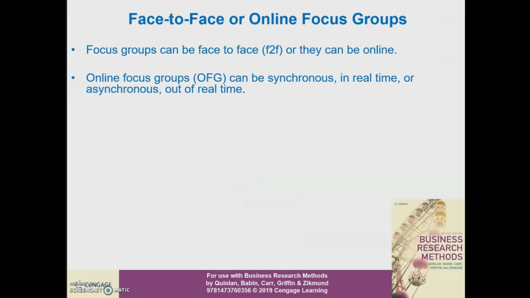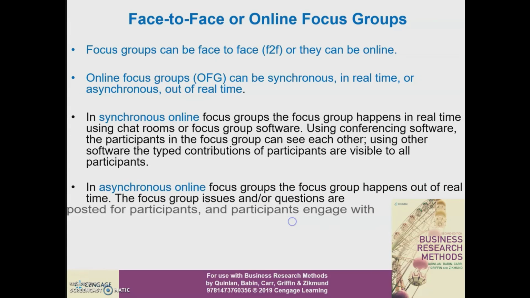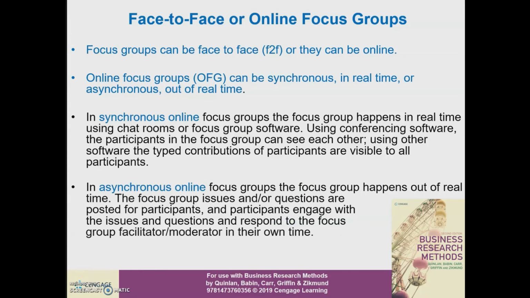We have face-to-face or online focus groups. Focus groups can be face-to-face or online, and online focus groups can be synchronous, in real time, or asynchronous, out of real time. In synchronous online focus groups, the focus group happens in real time using chat rooms or focus group software. Using conference software, the participants in the focus group can see each other. Using other software, the typed contributions of participants are visible to all the participants.